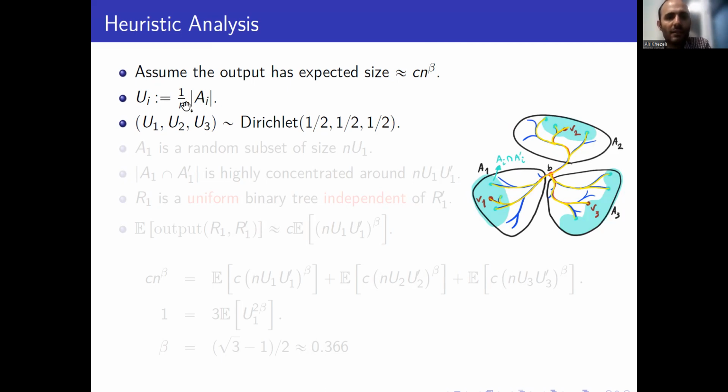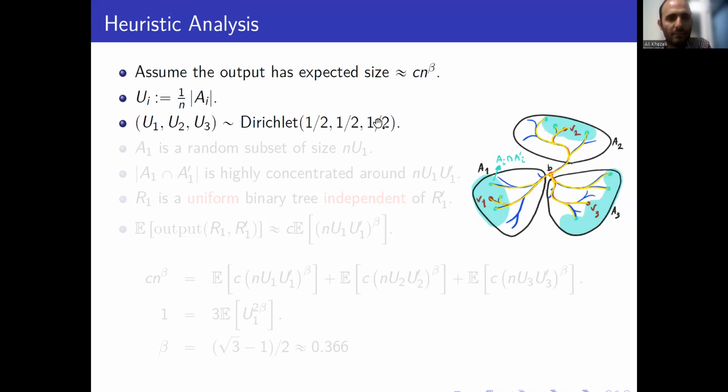First, normalize the sizes of the 3 branches by 1 over n so that their sum is equal to 1. Let's call them U1, U2, and U3. First, Aldous proves that these 3 numbers, which are random, converge in distribution to a given distribution, which is called the Dirichlet distribution on the simplex.